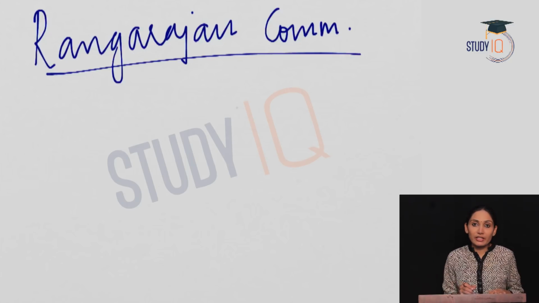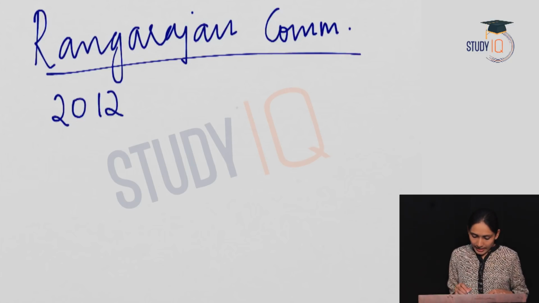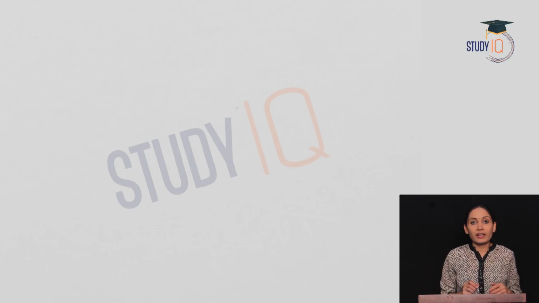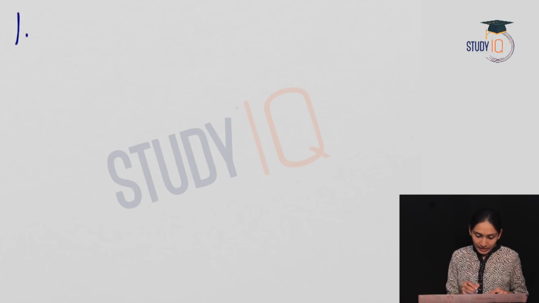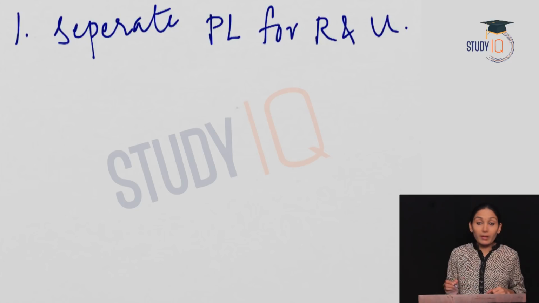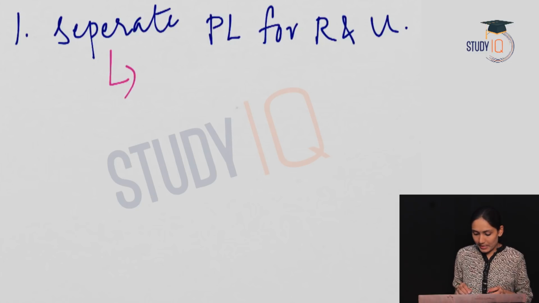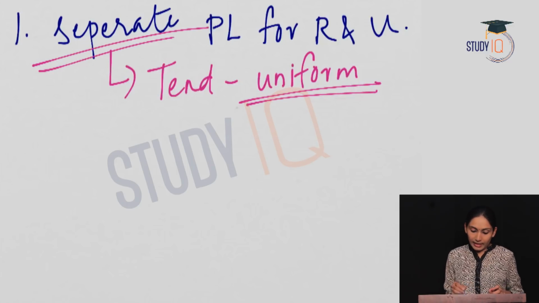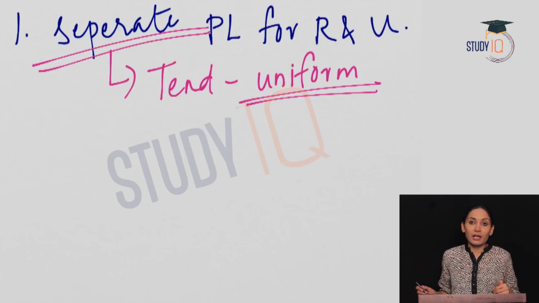This committee was constituted in the year 2012 and gave its report in the year 2014. Let us see what are the important recommendations of Rangarajan Committee. The first recommendation of Rangarajan Committee was to create separate poverty line for rural and urban. If you remember, the Tendulkar Committee recommended the opposite. So Tendulkar Committee said that uniform poverty line should be adopted for the rural and urban. But Rangarajan Committee recommended for separate poverty line for the rural as well as for the urban households.